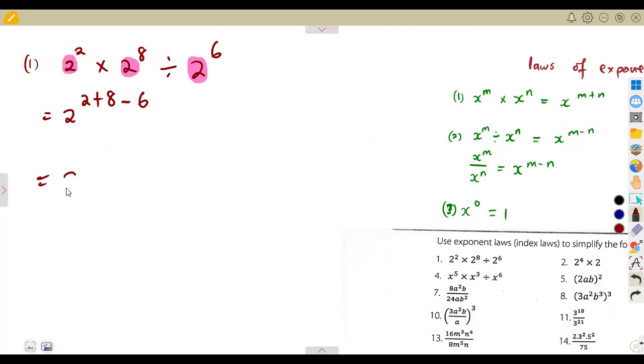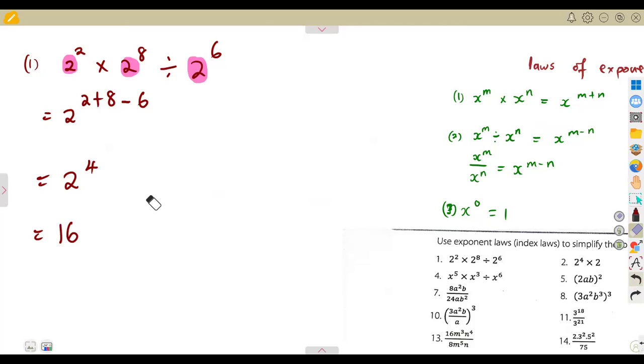So this was going to give us 2 to the exponent. You can add 2 plus 8, that is 10, 10 minus 6, which is a 4, or you can just use your calculator. Then 2 to the exponent of 4 means 2 times 2 times 2, 4 times. 2 is multiplying itself 4 times, or on your calculator, you can just simplify this straightforward. That is going to give us a 16. So that is the whole idea there.